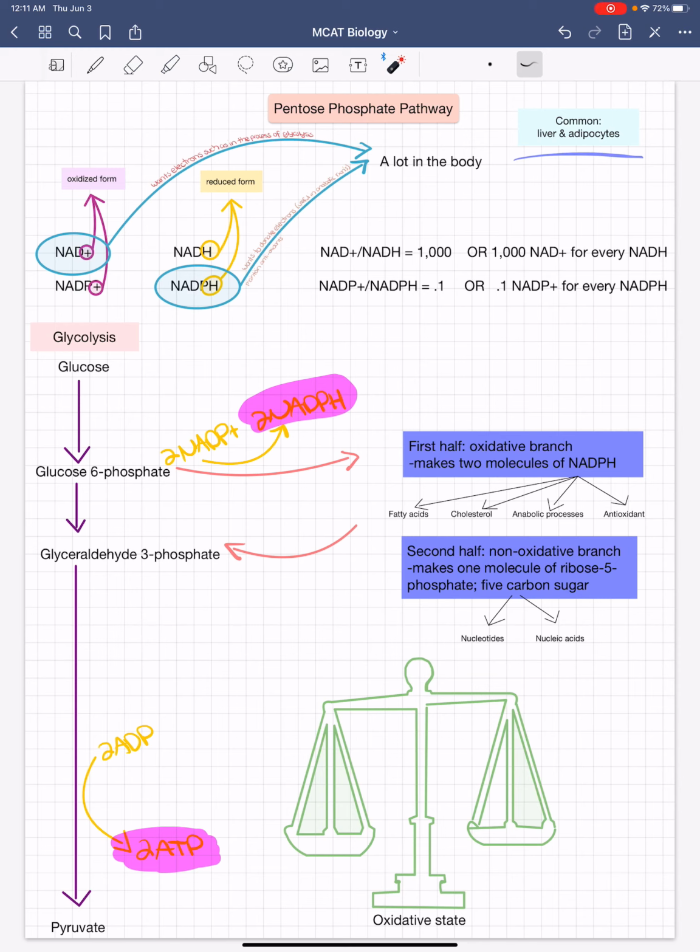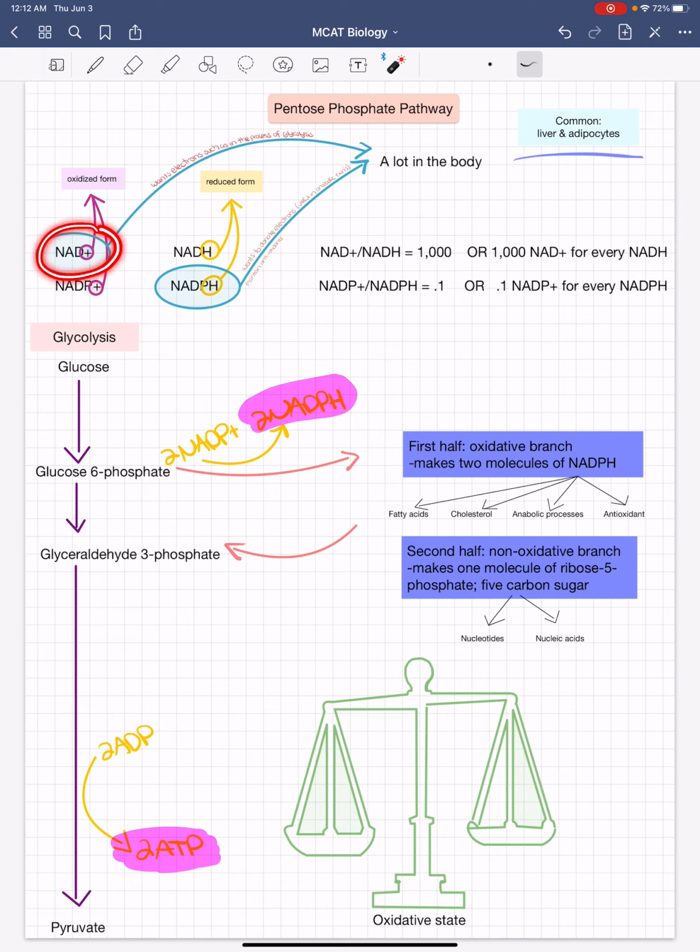I'm going to be reviewing the pentose phosphate pathway. Before I do so, I'm going to first review the coenzymes NADH and NADPH, which are in the reduced form, meaning gain of electrons. NAD+ and NADP+ are in the oxidized form of the coenzymes since they lost their electrons.